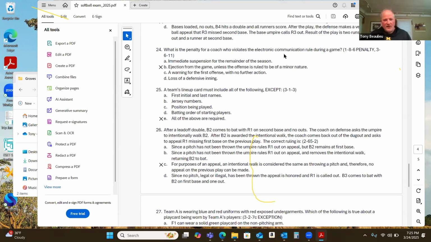Number 25, a team's lineup card must include all of the following except, and the answer is all of the above are required. It's right there written in the rule. It needs the first initial and last name of each player, their jersey number, what position they are playing, and the batting order.